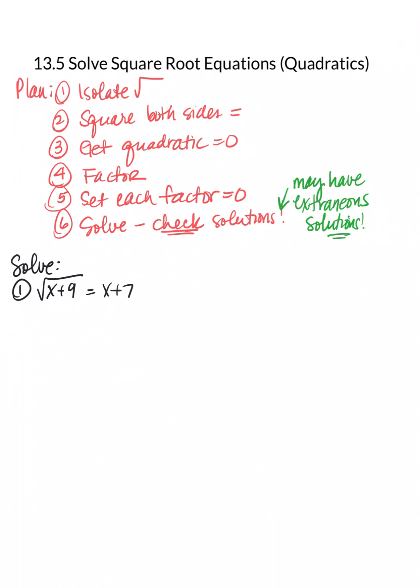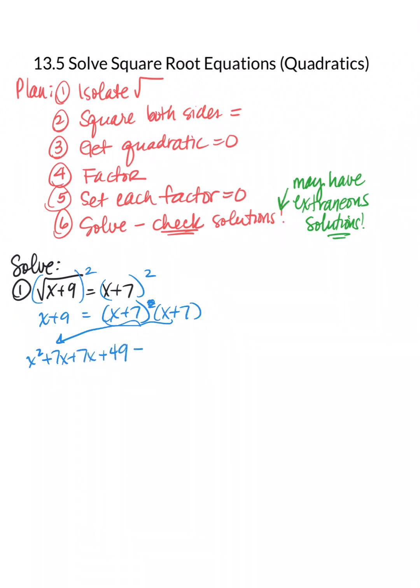Here I have the square root of x plus 9 equals x plus 7. If I square both sides, that's what I need to do first because it's isolated. If I do that, I have x plus 9 equals x plus 7 squared. Remember, x plus 7 squared really means x plus 7 times x plus 7, doesn't it? So I'm going to move this onto the left side and FOIL it. So I'll have x squared plus 7x plus 7x plus 49 equals x plus 9. So I just flip-flop the sides of the equal sign.